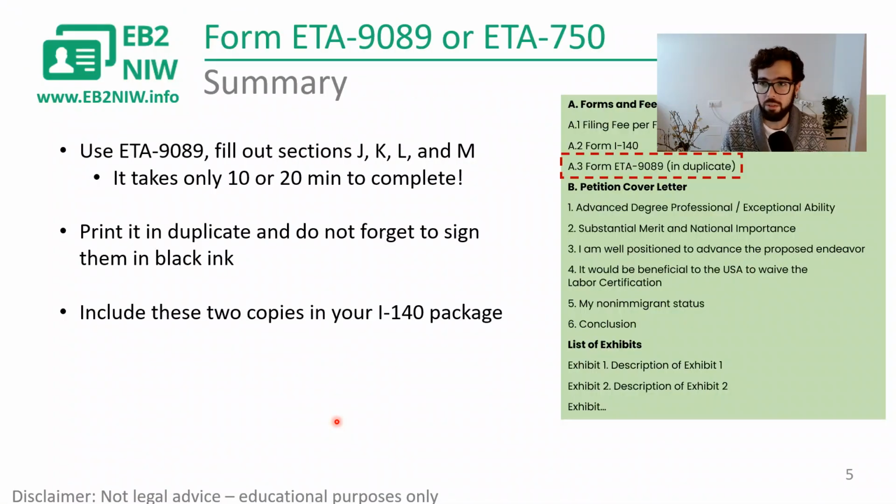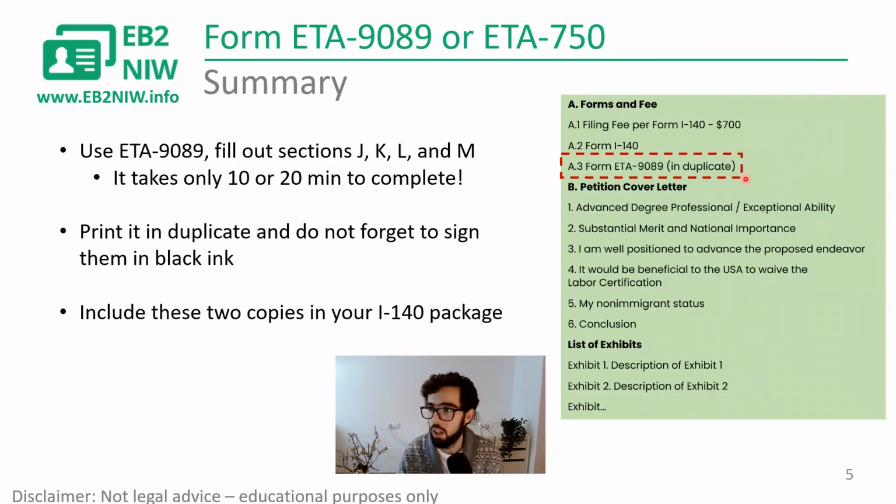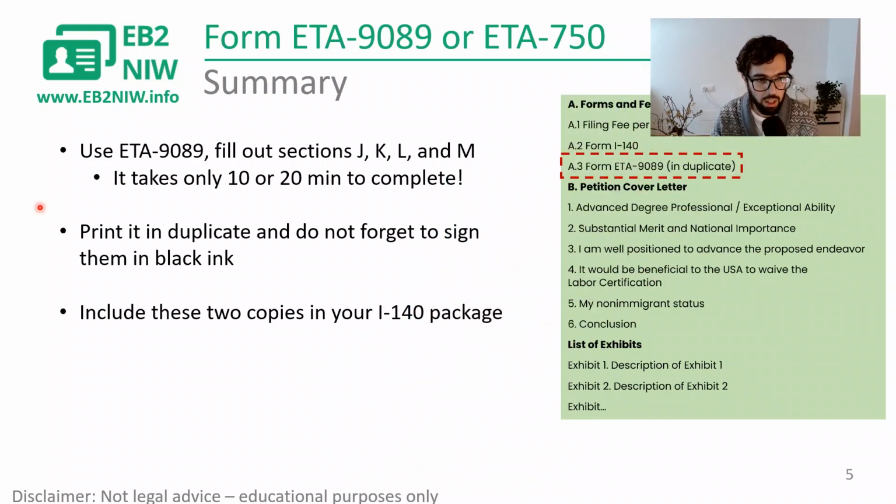So once you have that form, you fill it out, and it will take 10-20 minutes to complete. Print it twice, in duplicate, sign it in black ink, always sign it by hand, and then include these 2 copies in your I-140 package. By the way, I have a whole video talking about the I-140 package and what to include. This diagram is from that video. I'll leave a link here if you want to watch it in detail. One of the parts of your petition package will be forms and fee, and one of the forms, as you can see, is form ETA-9089 in duplicate. And again, by in duplicate, I mean just print it twice and sign 2 times.